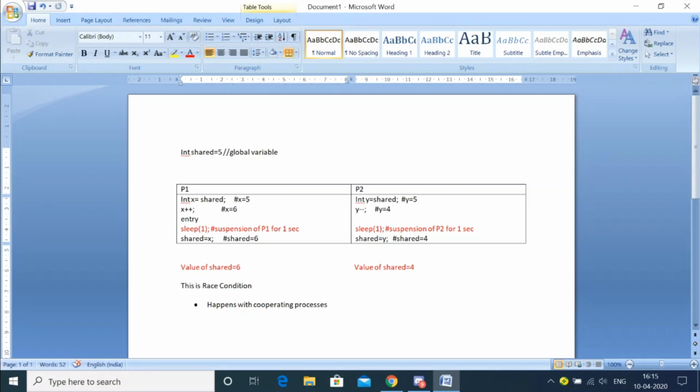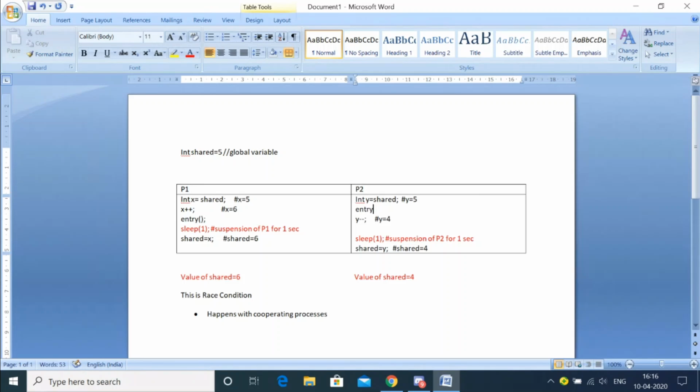For example, let's say the entry is here. Entry is also a piece of code, so I'm just showing it with this function. Let's say out of these processes, P1 and P2, while this is being executed, first suppose this one is executed. Entry, I'm saying again, is a part of the process.